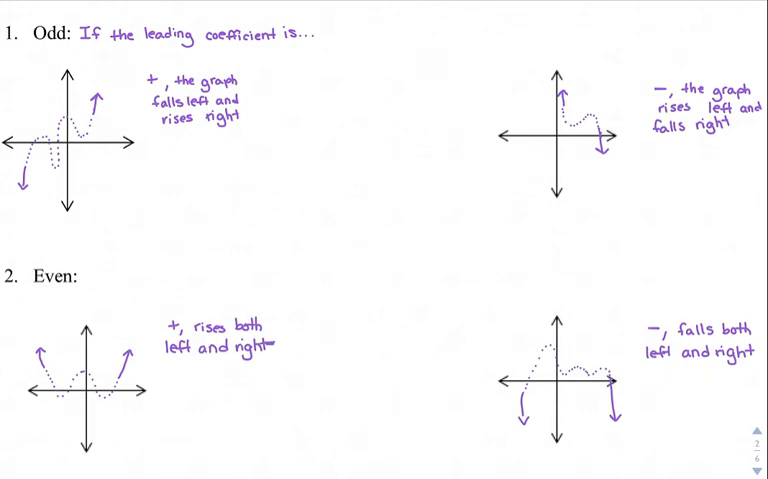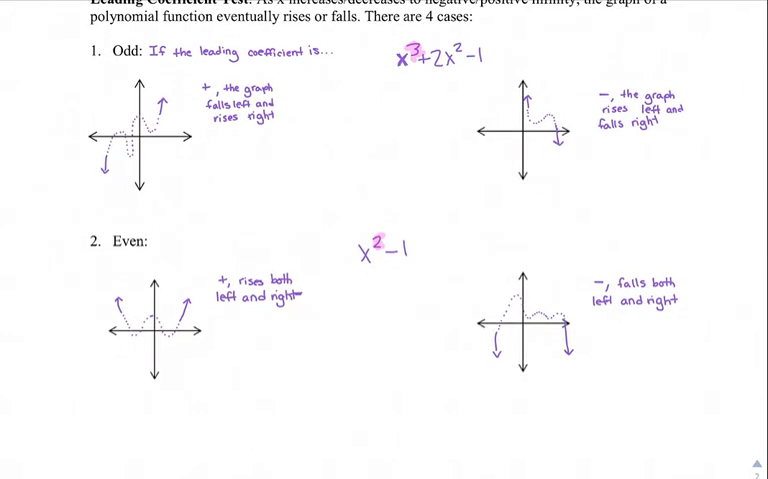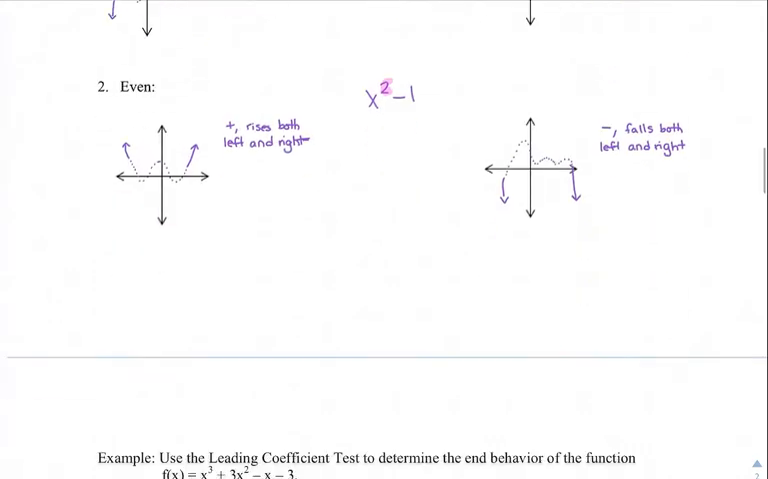What I mean by odd is, let's say we had x to the third plus 2x squared minus 1. This leading degree would be odd. Even just means if I had something like x squared minus 1. So this leading degree is an even number. So those are the four cases. We're going to go through 3 examples and determine what happens to these graphs.